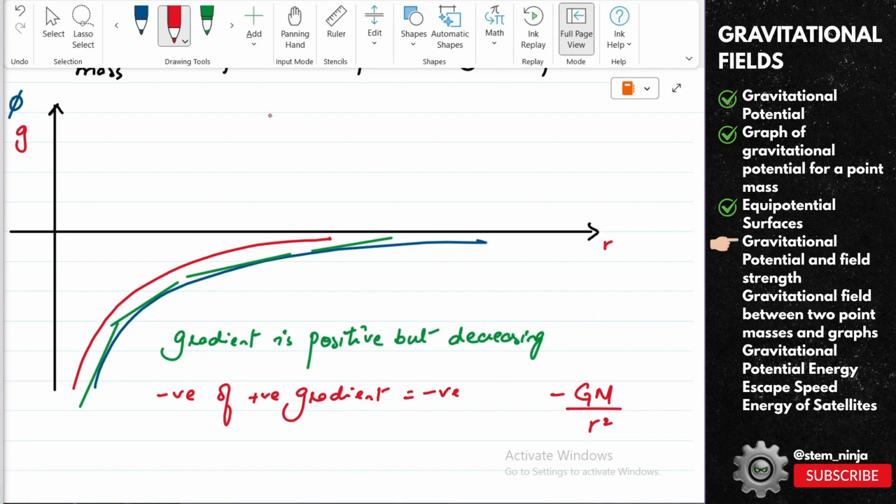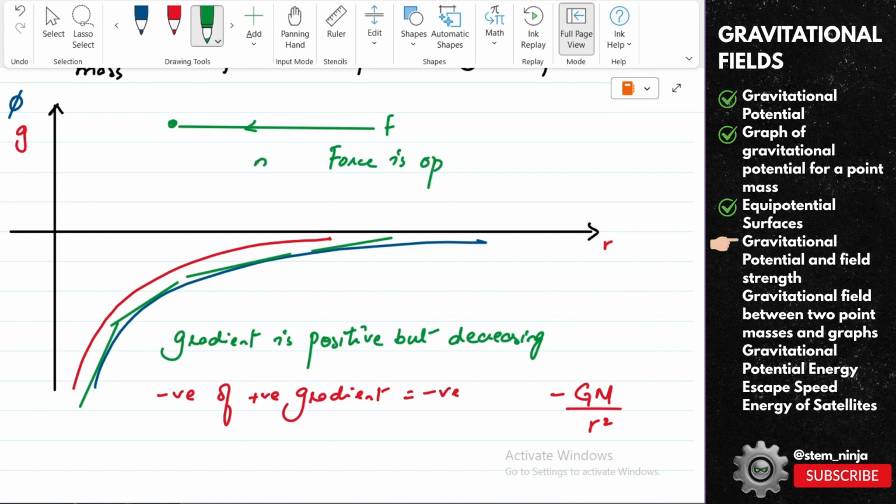And this actually reinforces the idea that, for example, if this is your point mass, the field actually points this way. So it has to be negative. The field direction being negative makes sense because the force is opposite to the direction of positive displacement. So that's why it's supposed to be negative.